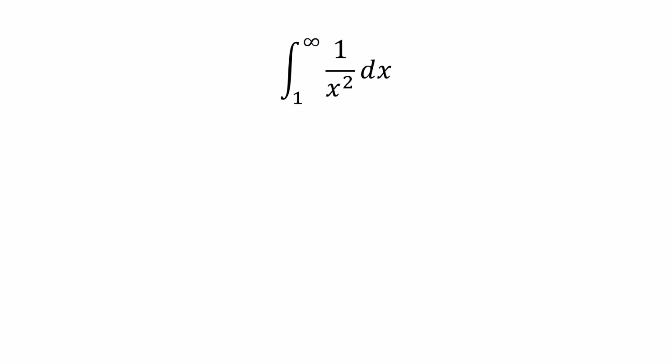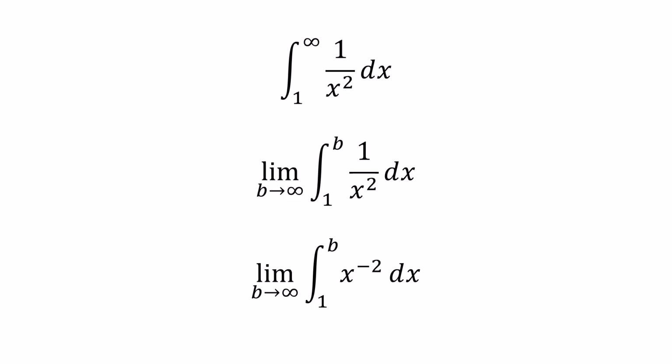Next, we evaluate the integral from 1 to infinity of 1 over x squared dx. Rewriting as a limit, we obtain the limit as b approaches infinity of the integral from 1 to b of 1 over x squared dx. Rewriting the integrand in terms of negative exponents gives the limit as b approaches infinity of the integral from 1 to b of x to the negative 2 dx.